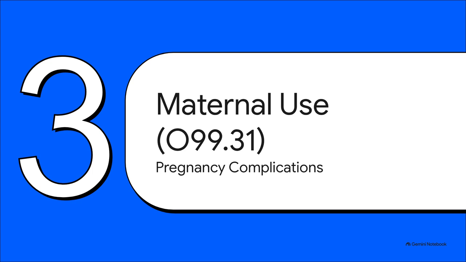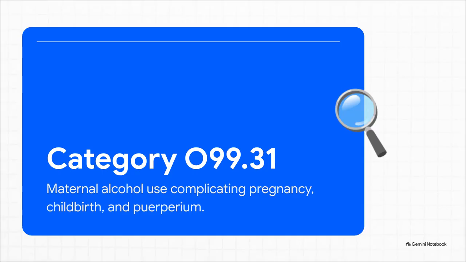All right, let's shift gears. Section 3, maternal alcohol use, category O99.31. Having firmly locked down the newborn's code, we need to completely shift our focus back to the mother's record. Category O99.31 is your foundational base code here. This category is specifically built to capture any maternal alcohol use that complicates the obstetric episode, whether that happens during the pregnancy itself, right in the middle of childbirth, or in the puerperium, the postpartum period. If the mother is pregnant and using alcohol, this is exactly where your coding journey begins.